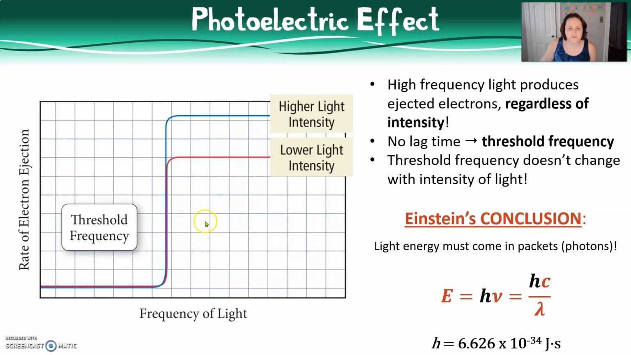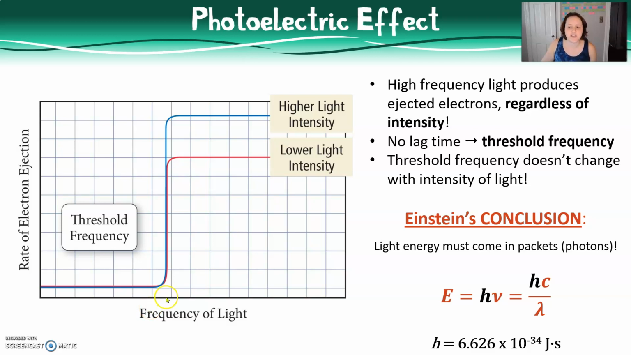Einstein's conclusion from all of this is that light energy must come in packets of a specific amount of energy, which he dubbed photons, and that the energy of these photons depends on the frequency of the light. So let's take a moment to think about why this explains the data.